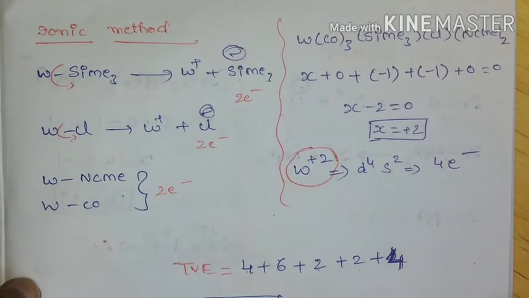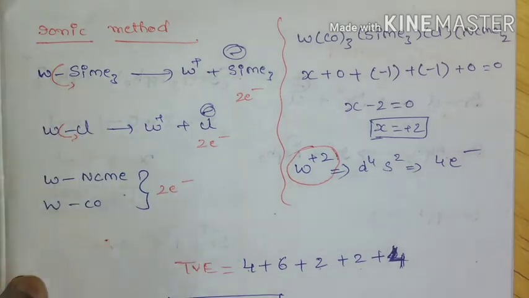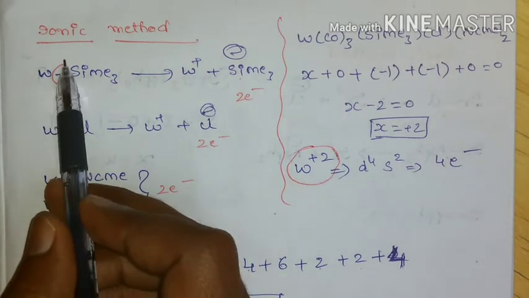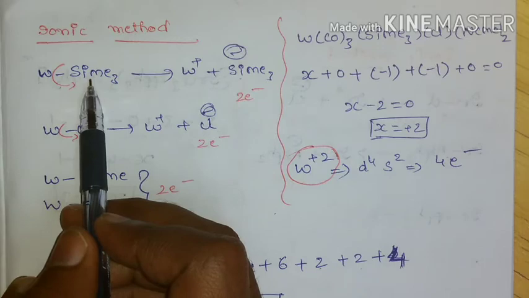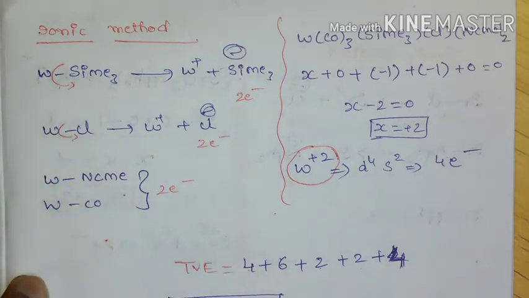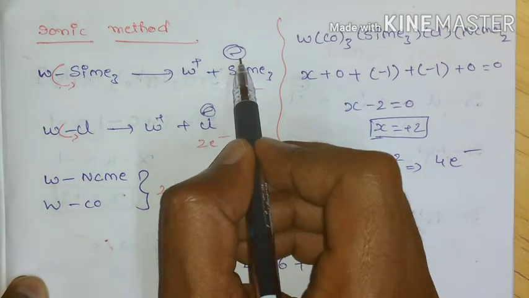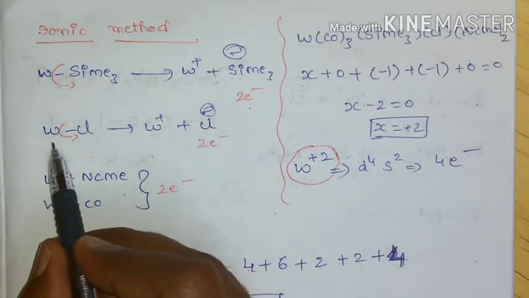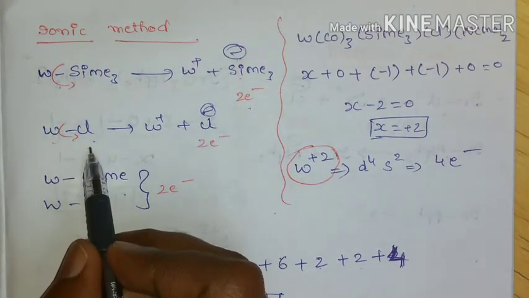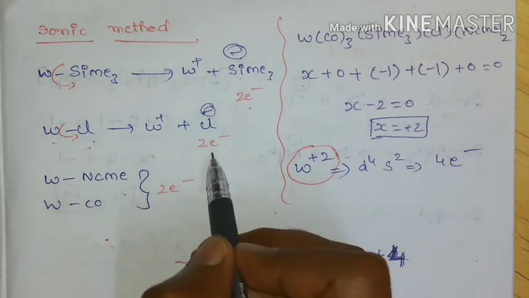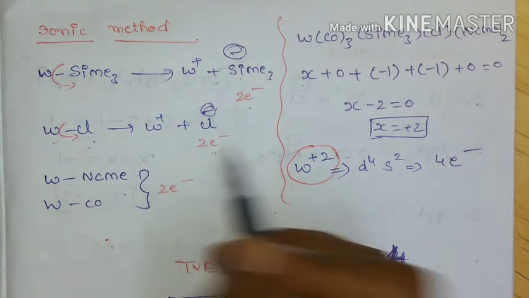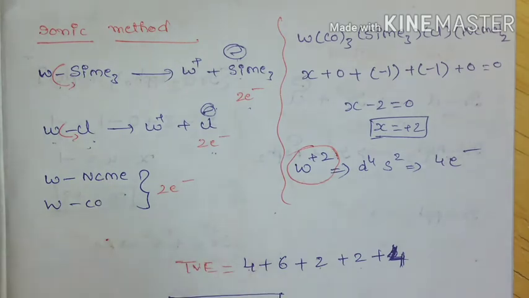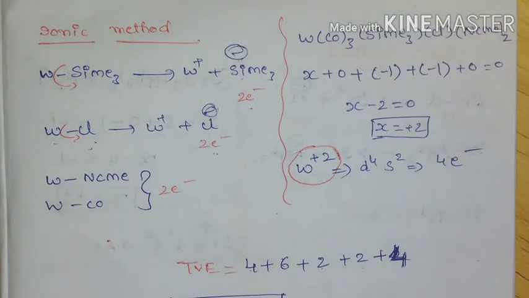Similarly, if you see the ionic method, here heterolytic fashion. So here the tungsten and silicon bond will be cleaved in heterolytic fashion, and it is going to carry negative charge. So 1 negative charge is equal to 2 electrons. Tungsten chloride, here also heterolytic fashion, it is going to carry negative charge, 2 electrons, and these two are neutral ligands, they are going to contribute 2 electrons.